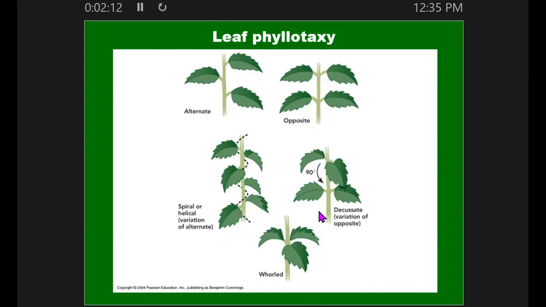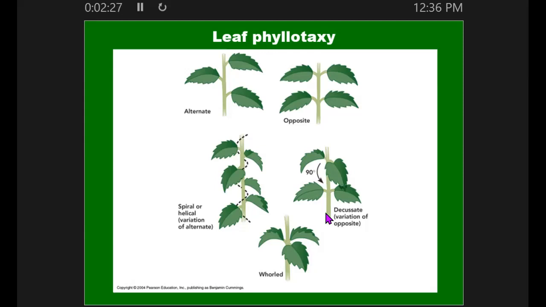Whorled is something a little different where you have 3 leaves. It's reserved for this idea that you have 3 leaves attached at the same point. So we say it's whorled. I don't really get into decussate, but that is another one.